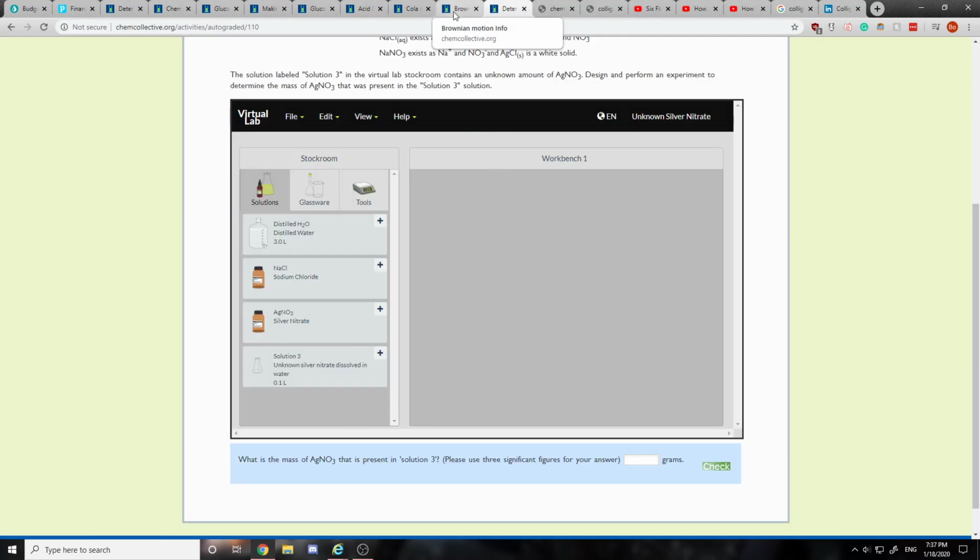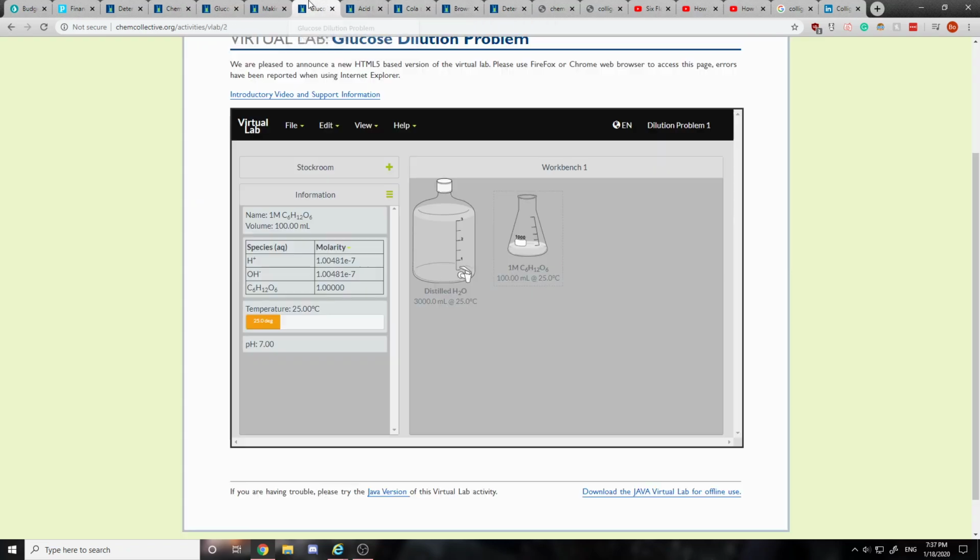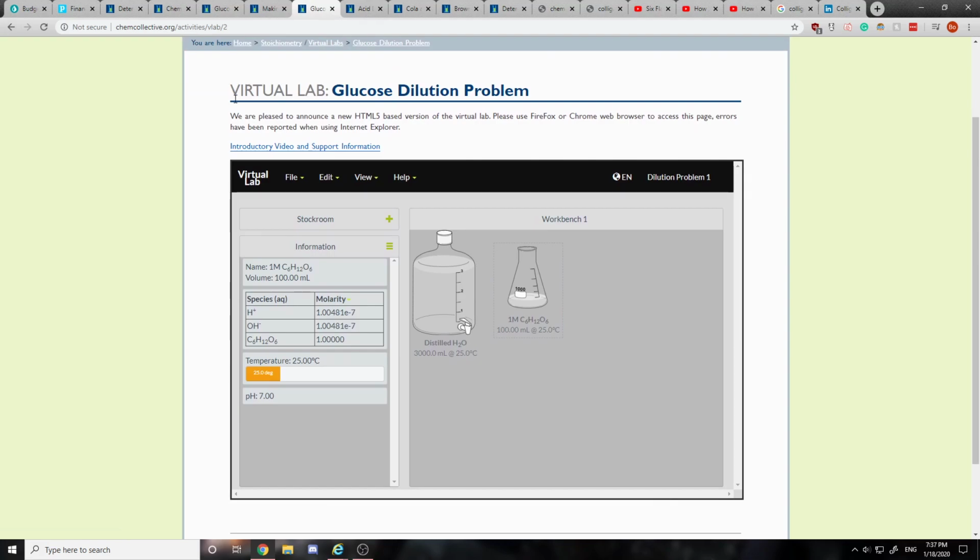In addition to the two new properties, I do have some activities for you to do. This will be linked in the description below. These are virtual labs, meaning you can do this on your computer. Now, you do need to run this on Firefox or Chrome with some add-ons added in there. If you use Internet Explorer, as it says on here, there are some errors.